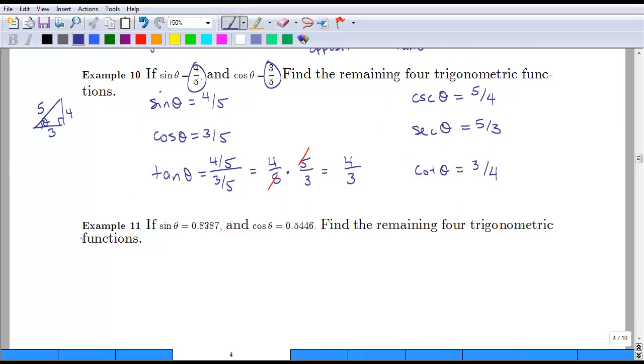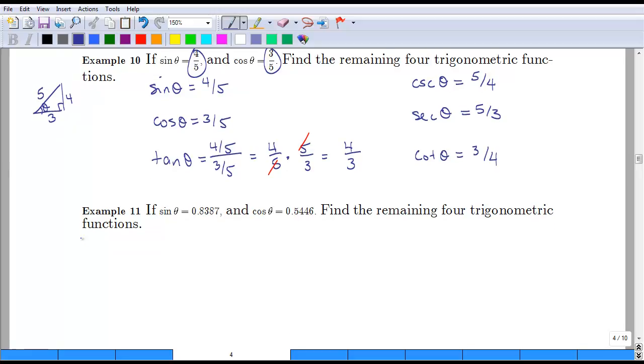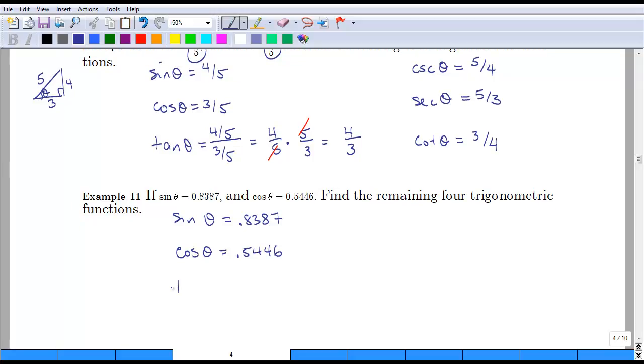We're going to try one more example, and this one deals with decimals, which you may think is a little bit trickier, but if we just use the same process up above and we don't necessarily rely on the triangle, we can get through this relatively easily. So since we know sine is 0.8387, I'm going to rewrite this here. Sine theta is 0.8387. Cosine of theta is 0.5446. Then we can find that tangent is the ratio of these two numbers.